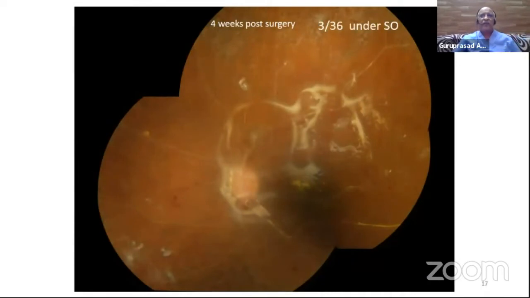And this is the picture 4 weeks post surgery under oil. The patient has 3/36 vision. So I think it is good to operate on every possible case where there is some visual potential. If there is PL, although the PR may be inaccurate, you must reattach every retinal detachment with some hope of recovering vision because of the advancements in microincision vitreous surgery in the present day.